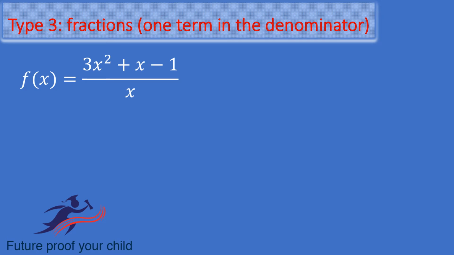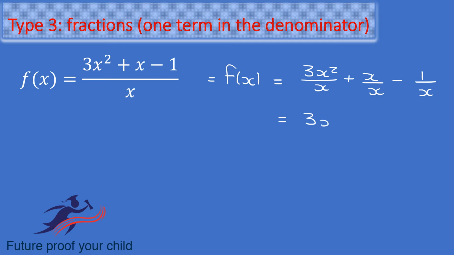Now for type 3, we're going to look at fractions, but we're going to have one term in the denominator. So you're going to first start by separating it. We're going to rewrite it as f(x), and we're going to write it as 3x squared over x, plus x over x, minus 1 over x. Simplify it. So we can write it as 3x squared divided by x is x, plus x divided by x is 1, and then rewrite this as negative x to the power of negative 1.